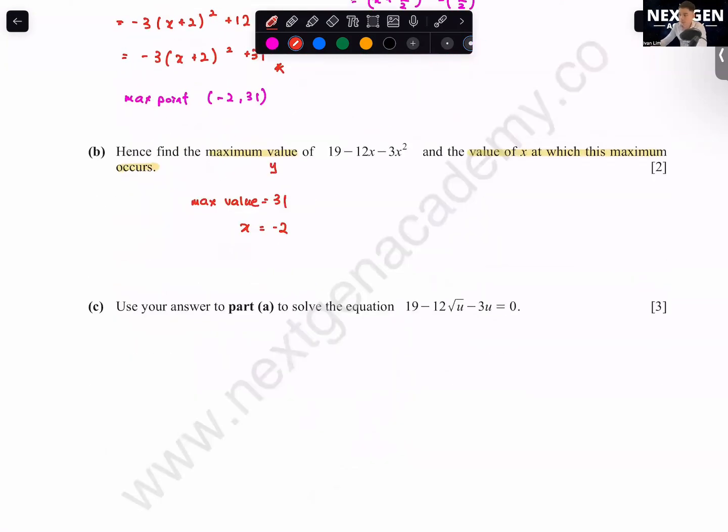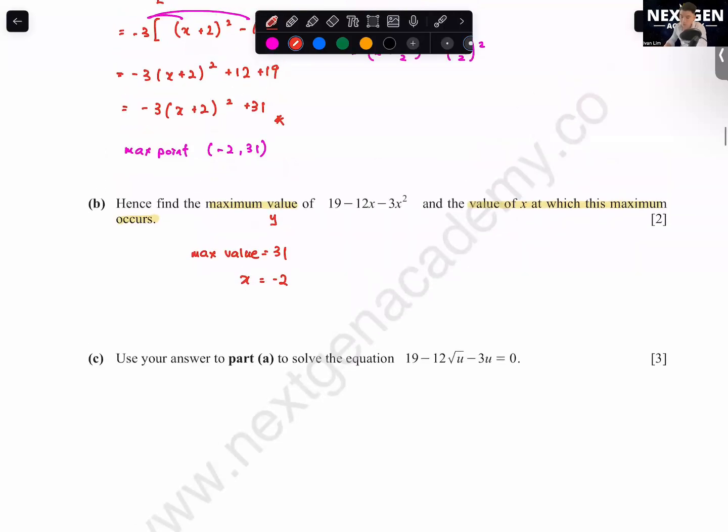Okay, question C. Use the answer to part A to solve the equation 19 minus 12 square root u minus 3u equals 0. You wrote max value equals 31, point equals point x. That one all can, as long as there is some sort of x.